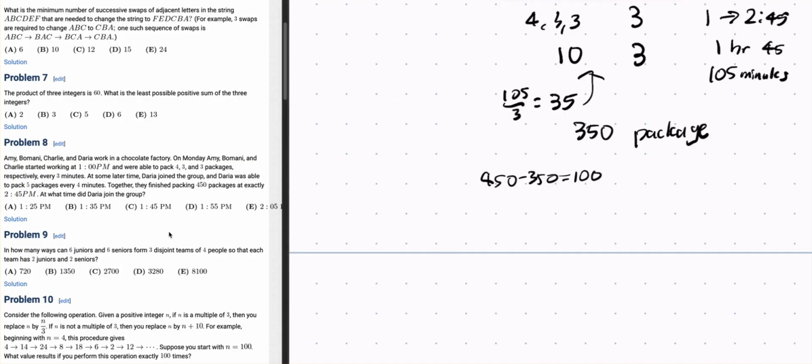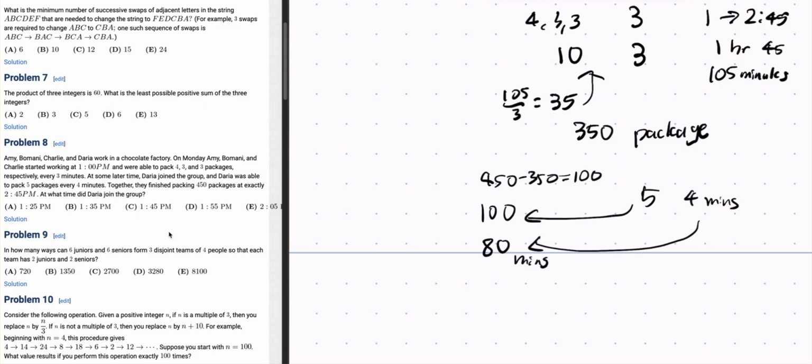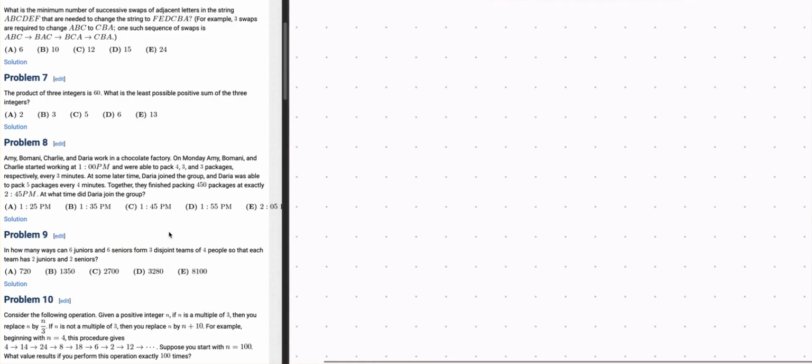And since Daria was able to package 5 packages every 4 minutes, then for 100 we just multiply by 20, which is 80 minutes. And so we subtract 80 minutes from 2:45, which gives us 2 o'clock minus 35 minutes. And that is going to give us 1:25, which is answer choice A. Now let's try problem 9.